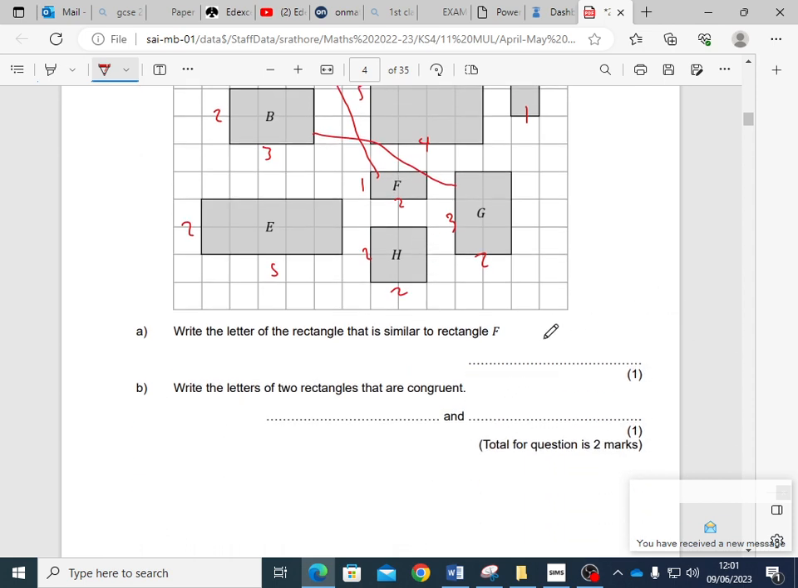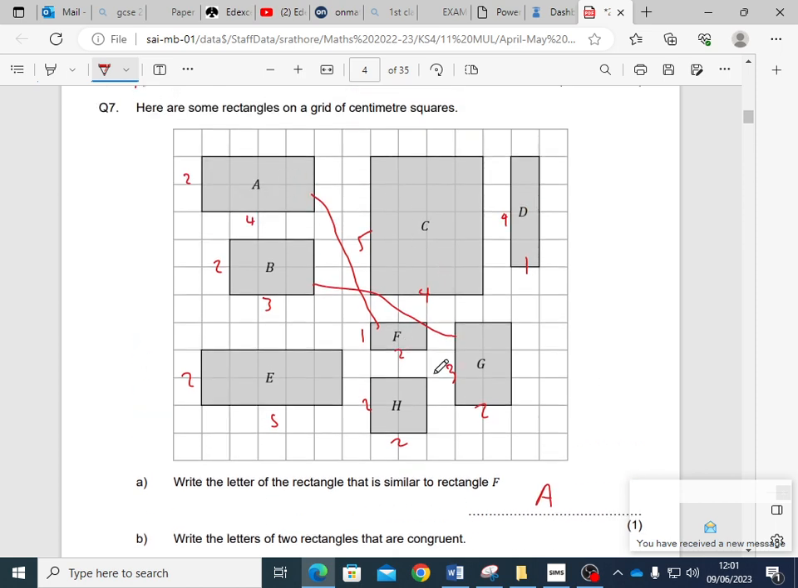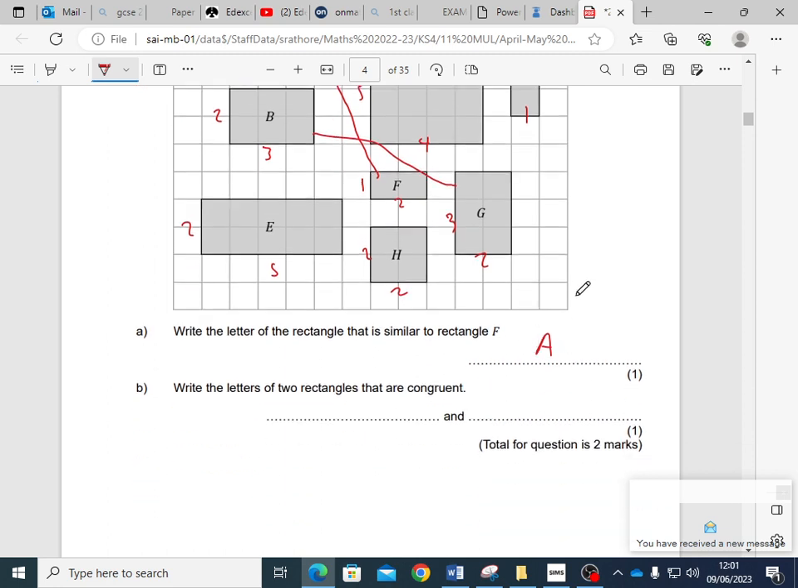Now congruent means identical. Now we're looking again, we've got the dimensions written down, we're looking for the ones that have got the same dimensions. It doesn't matter about the orientation, and if you look at B and G, 2 by 3, 3 by 2, they're exactly the same. They're both a rectangle, same dimensions, but just the orientation is different. So that's going to be B and that's going to be G.